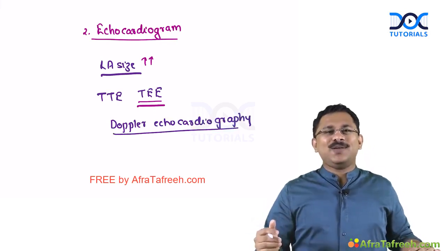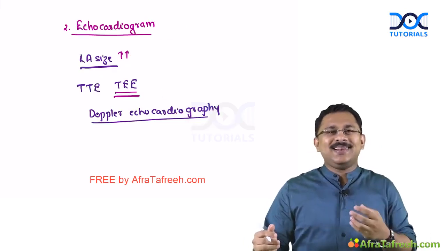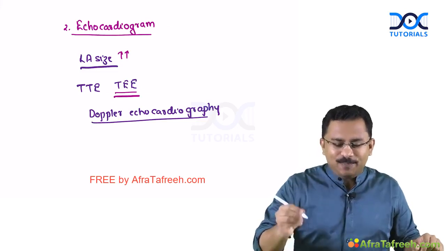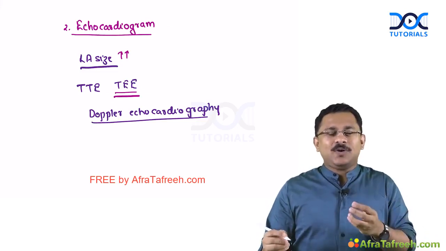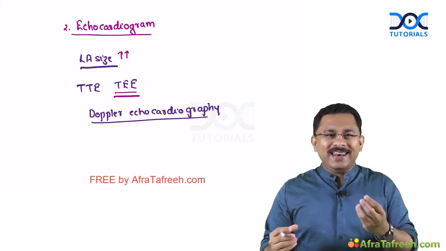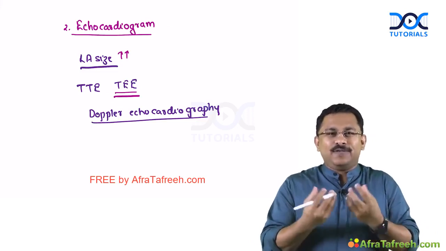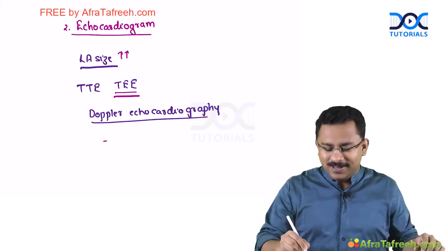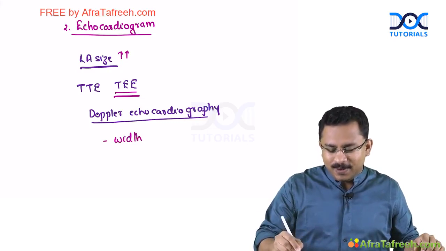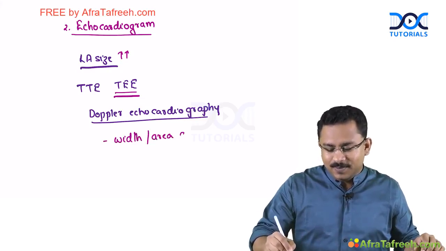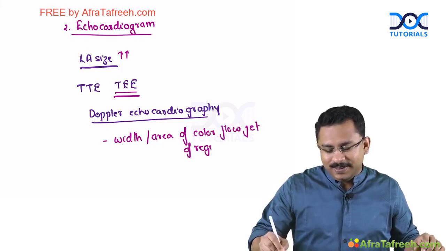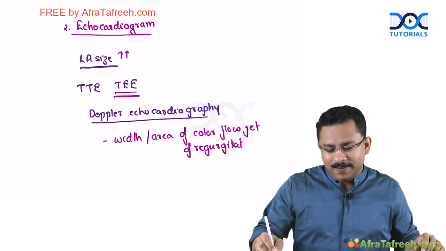Doppler echocardiography gives you the additional utility of Doppler imaging. And how is this going to help you? Well, this will demonstrate the width or the area of the regurgitant jet flow. So one point is that this will give a fair idea of the width or area of the color flow jet of regurgitation. That is number one.